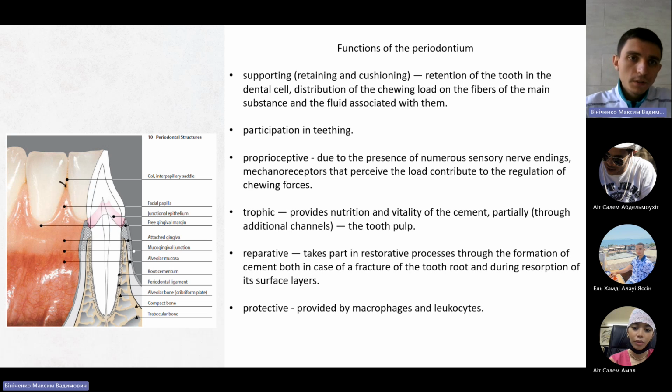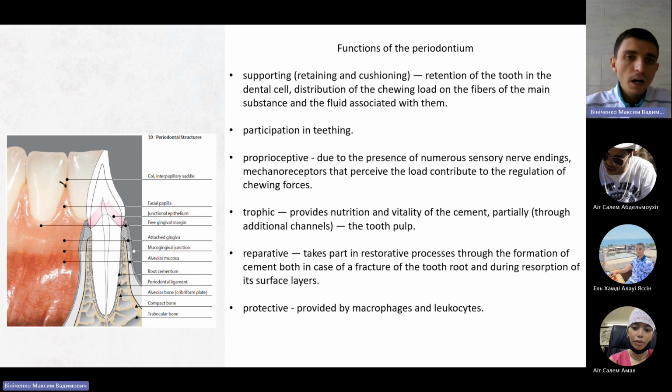Functions of the periodontium: supporting function, retention of the tooth in the dental socket, and distribution of the chewing load on the fibers of the main substance and the fluid associated with them. Participation in teething is also a function of the periodontium. Proprioceptive: due to the presence of numerous sensory nerve endings, mechanoreceptors that perceive the load contribute to the regulation of chewing forces. Trophic function: provides nutrition and vitality of the cementum, especially the tooth pulp.